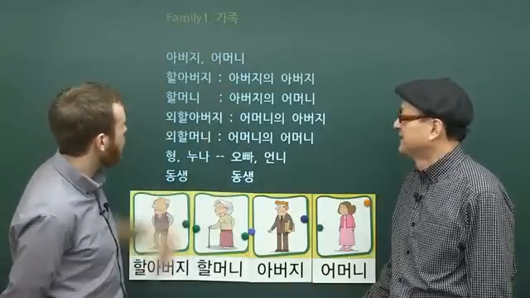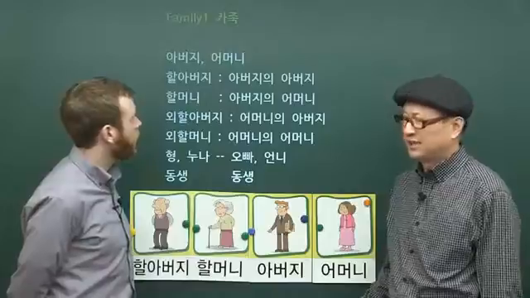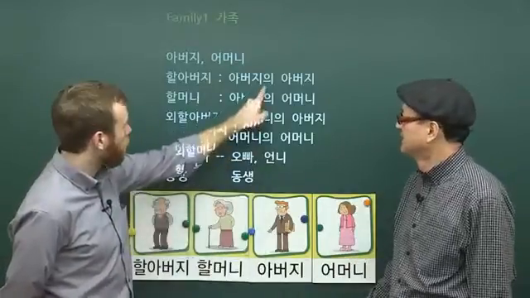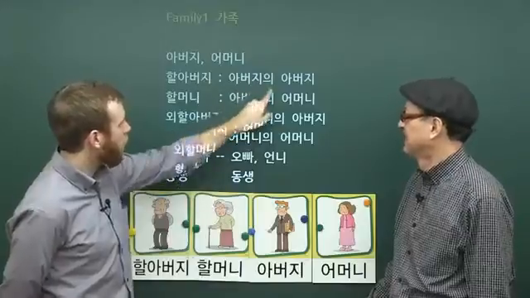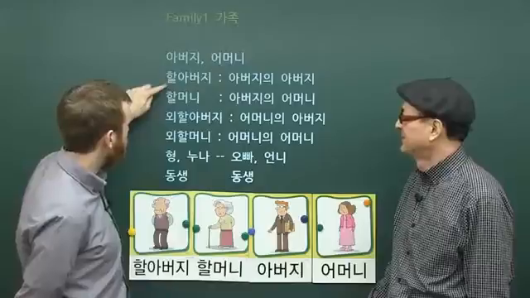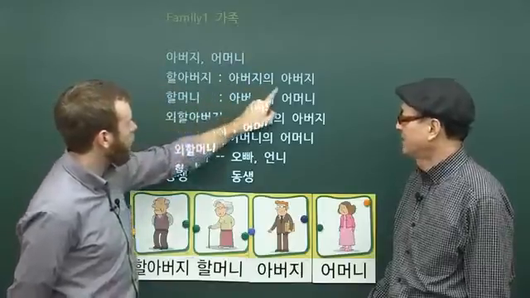I've got kind of a definition of 할아버지. So what does this say? 아버지의 아버지. Here's my 아버지, and the possessive here. So my father's father is my grandfather. 할아버지 is 아버지의 아버지.